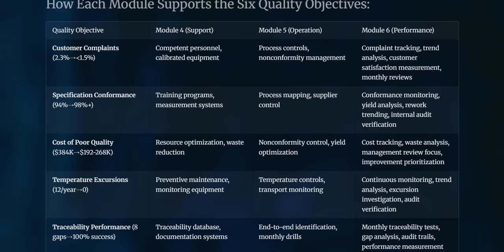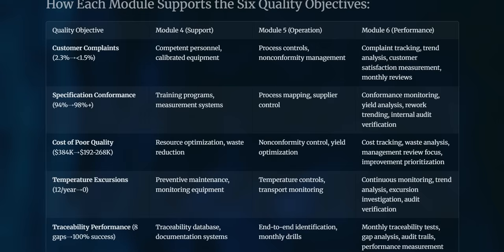Then we have the second objective, which is specifications conformance improvement from 94% to 98%. From Module 4 support, we have training programs and measurement systems. From Module 5 operations, we have process mapping and supplier controls. And in Module 6 today, performance, we will have performance monitoring, yield analysis, rework trending, and internal audit verification.